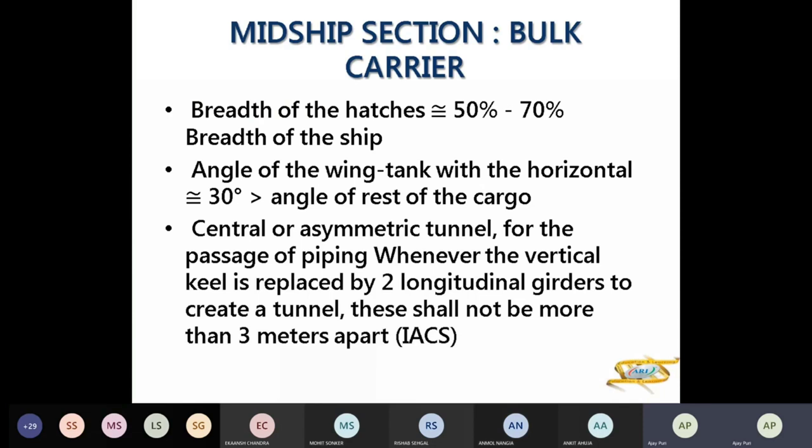Angle of the wing tank with the horizontal is greater than or equal to 30 degrees, more than the rest of the cargo ships. Central or asymmetrical tunnel, that is your pipe duct or passage of piping. Whenever your vertical keel is replaced by two longitudinal girders, they create a pipe tunnel, and the breadth should not exceed 3 meters. That is IACS rules.